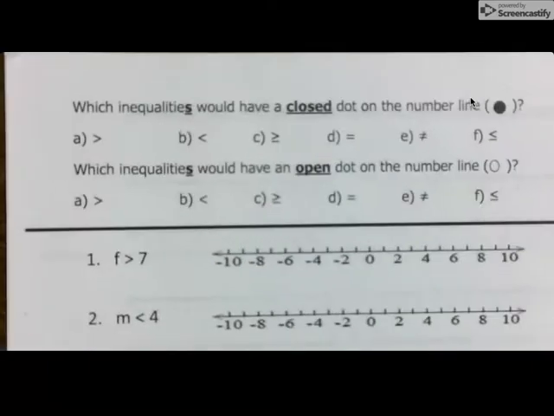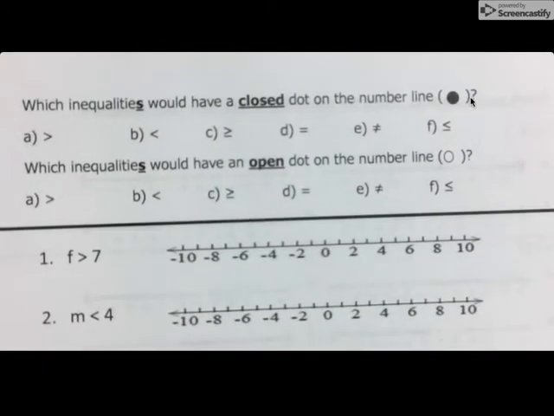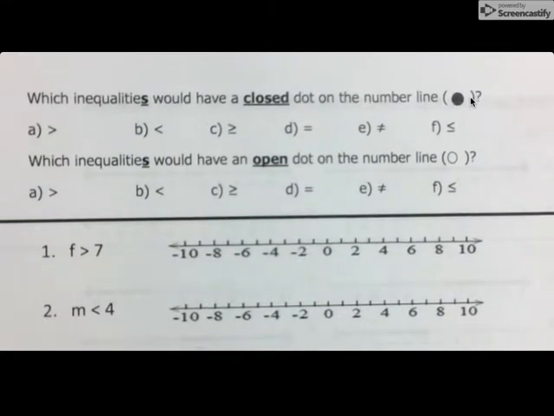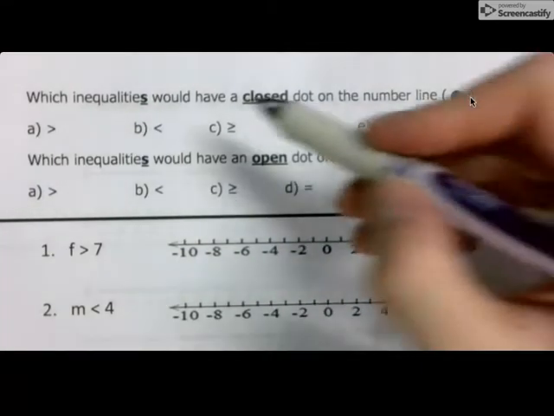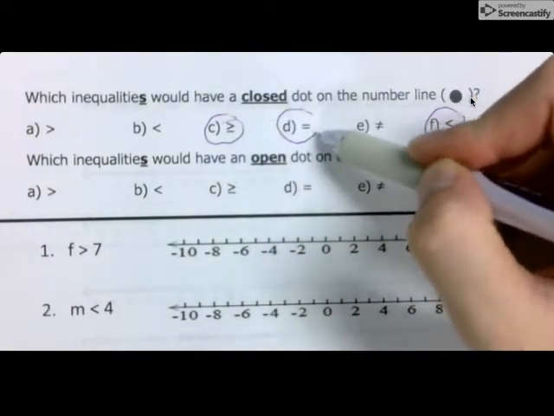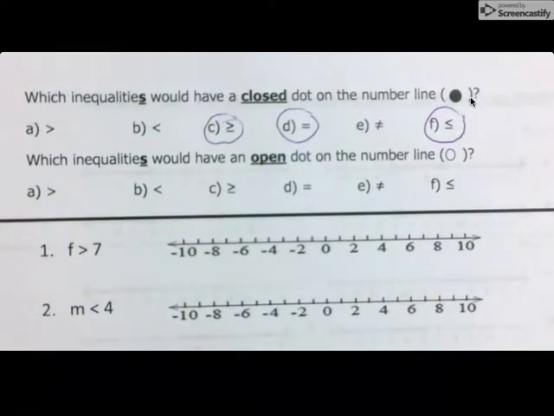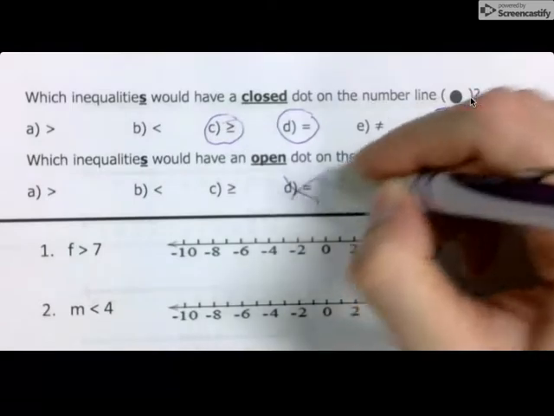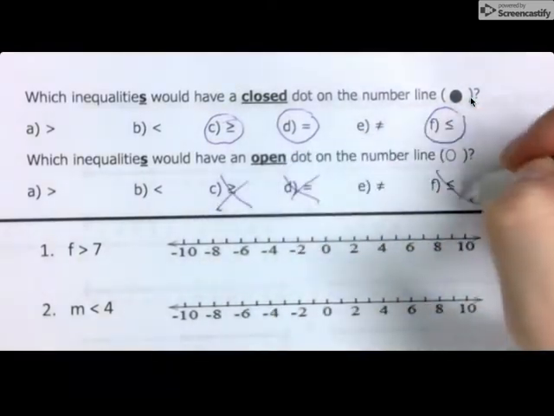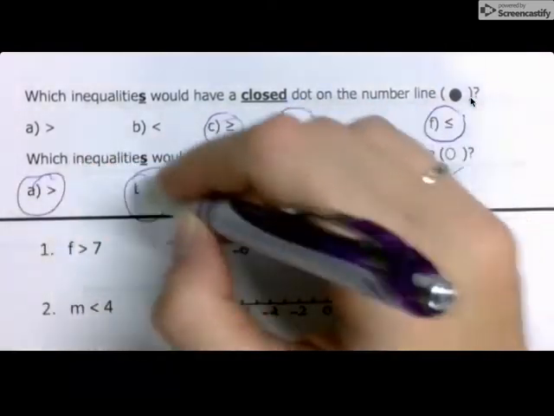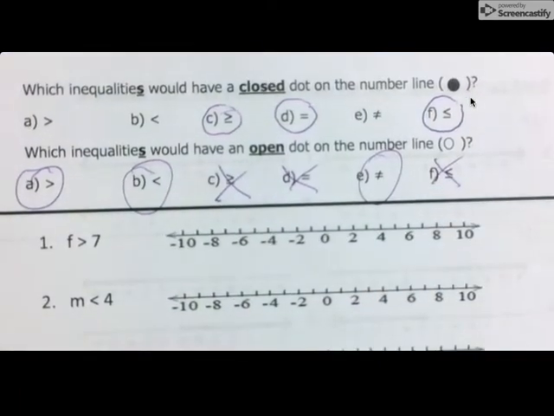Keep on working. So it says, which inequalities would have a closed dot on the number line? Well, the ones with the lines underneath and the equals. Which ones would have an open dot? Well, obviously the ones that we just used aren't going to be it. So it's going to be the other ones. Okay?